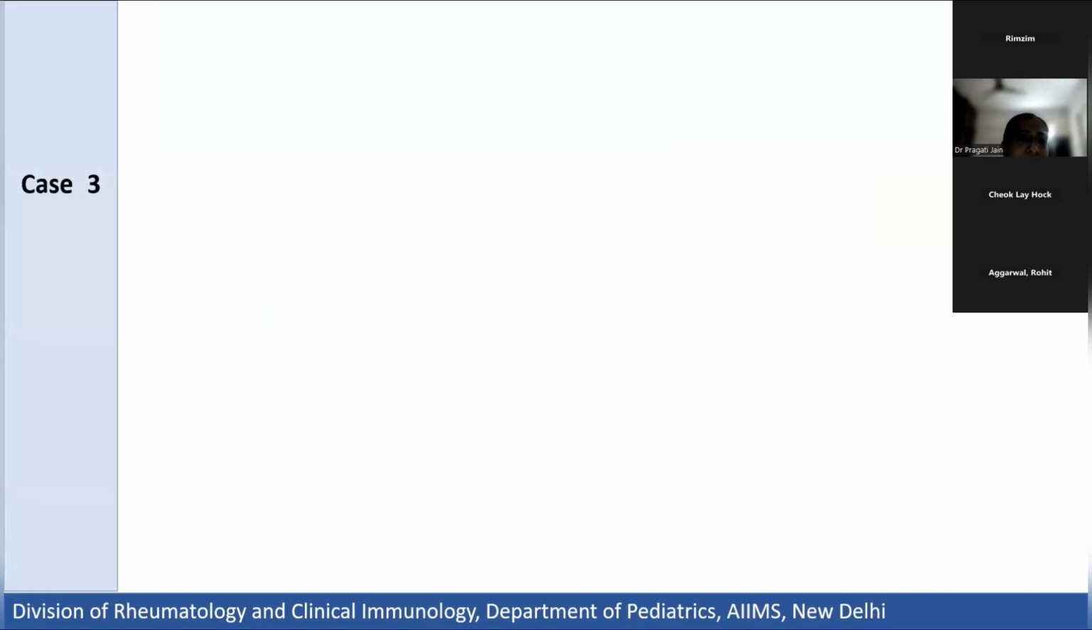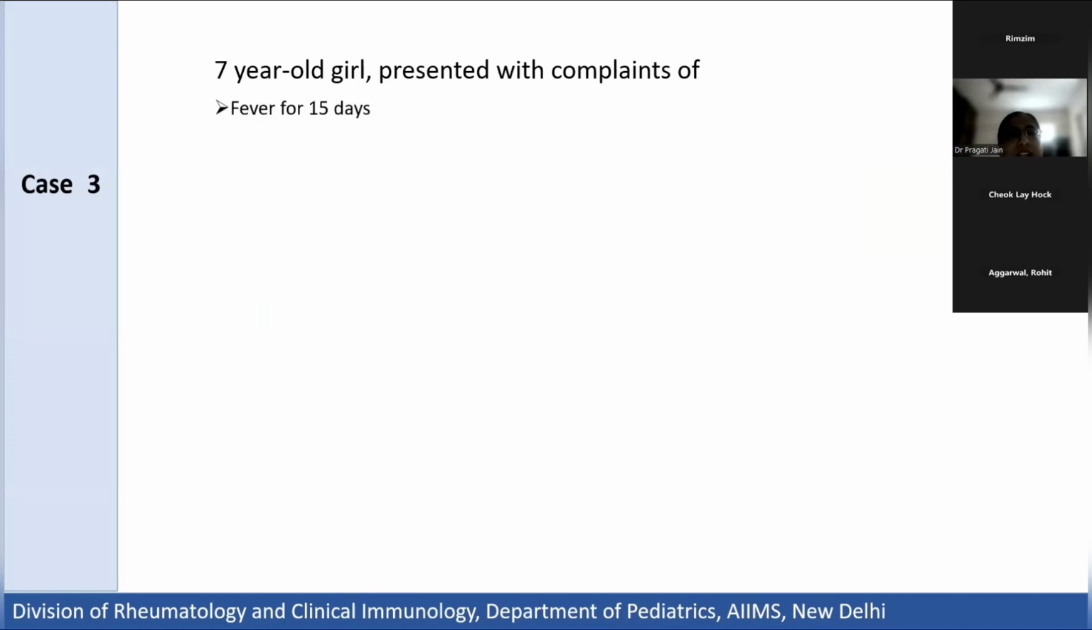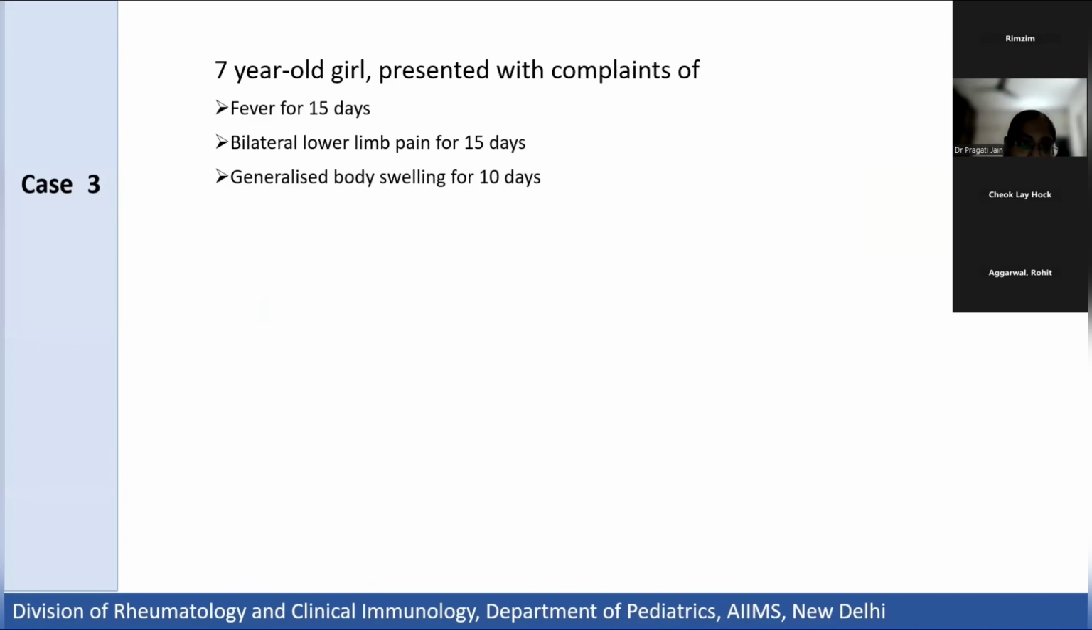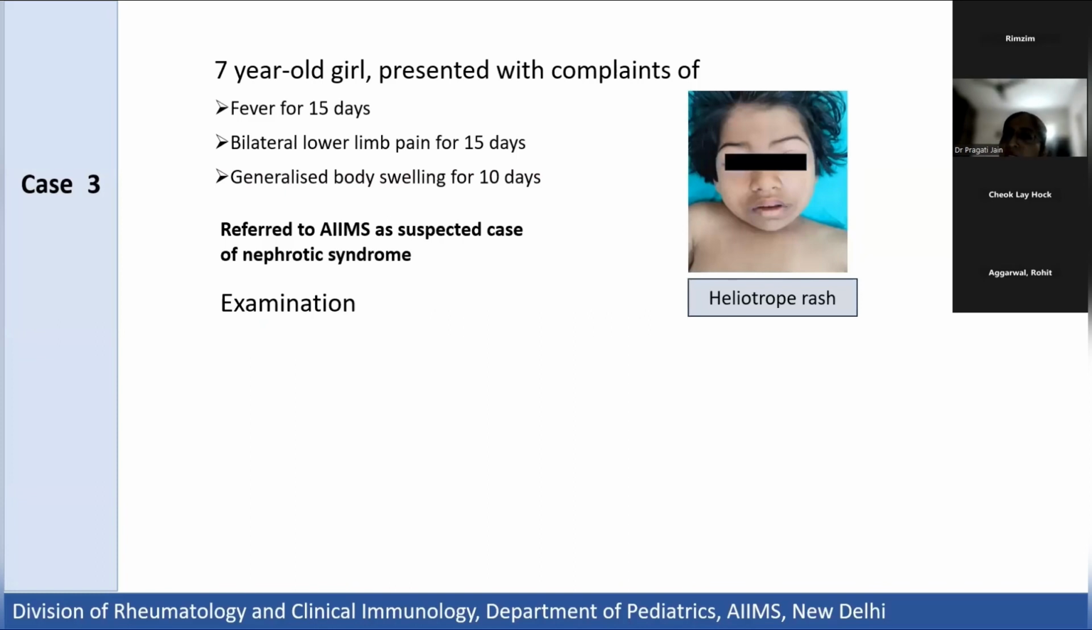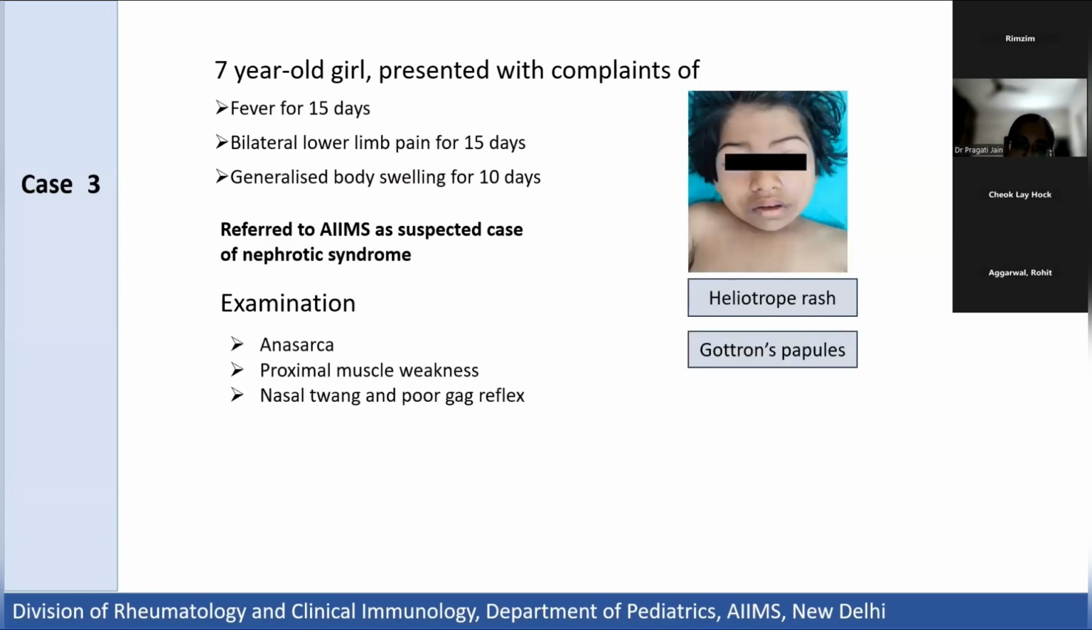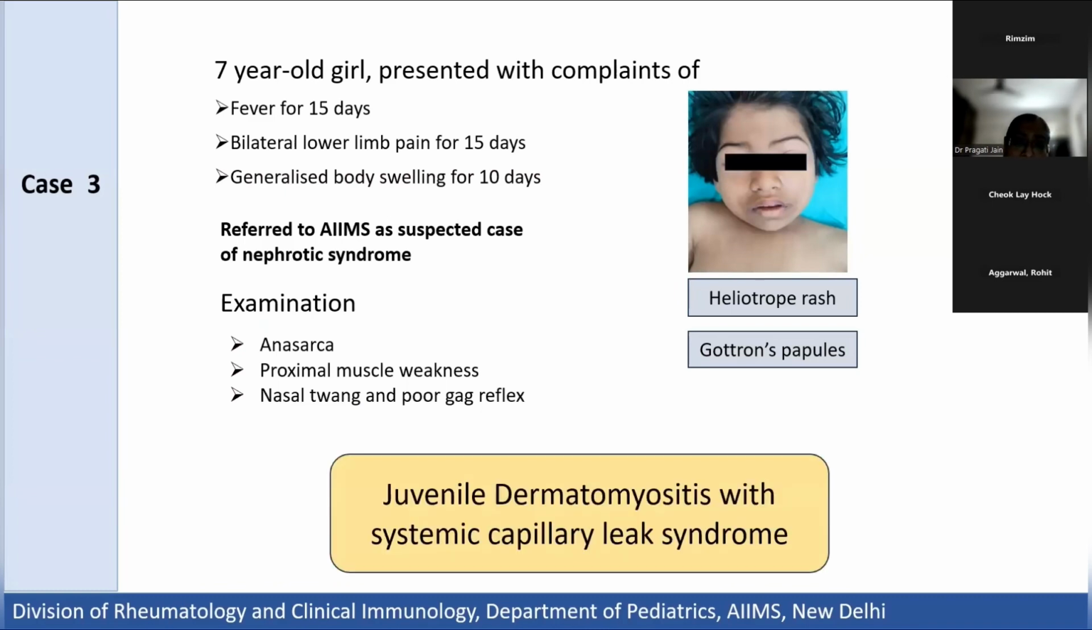Now, case 3 is a 7-year-old girl. This is a very unique case which presented with complaints of fever for 15 days, bilateral lower limb pain for 15 days, and generalized body swelling for 10 days. She was referred to AIIMS as a suspected case of nephrotic syndrome. But on our evaluation, we found heliotrope rash, Gottron's papules, and proximal muscle weakness with poor gag, suggesting juvenile dermatomyositis with systemic capillary leak syndrome.